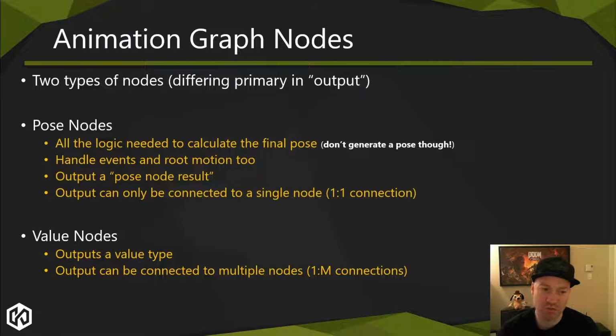Additionally, I have value nodes. These are basically just ints, floats, that sort of thing. They don't have any real state. They're just a value. And they can be connected to multiple connections. It doesn't matter.